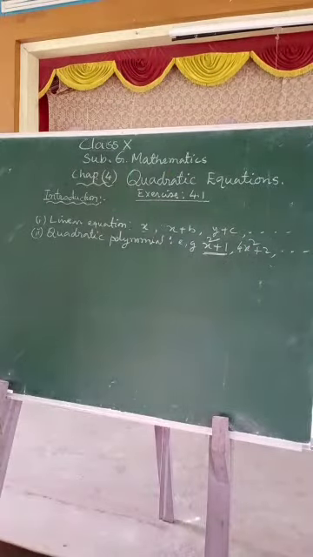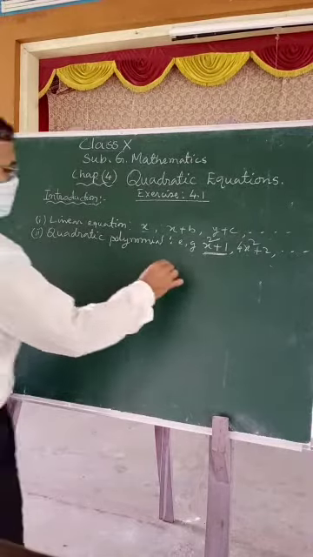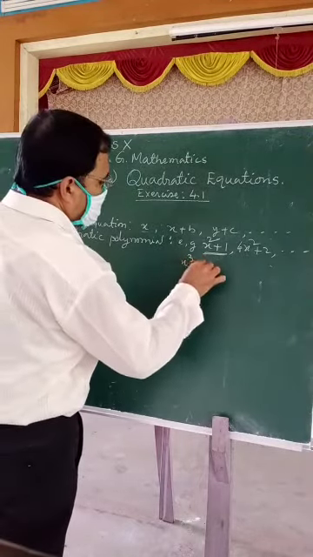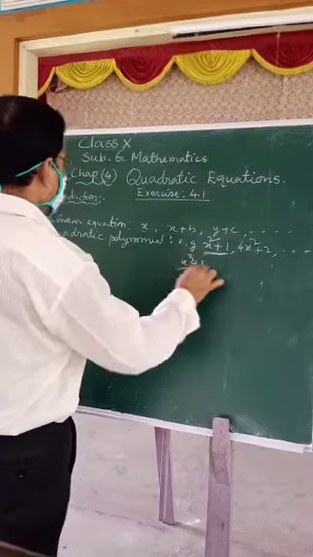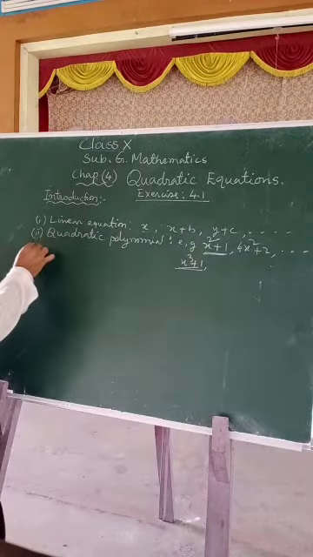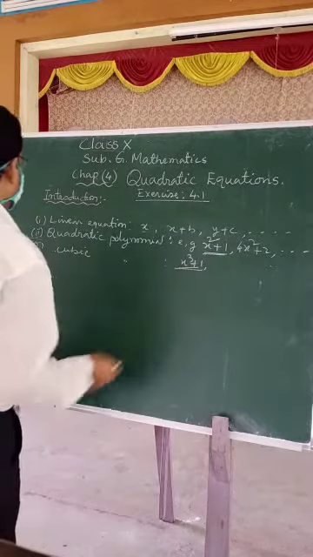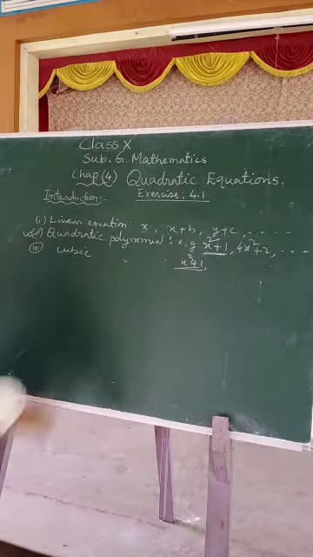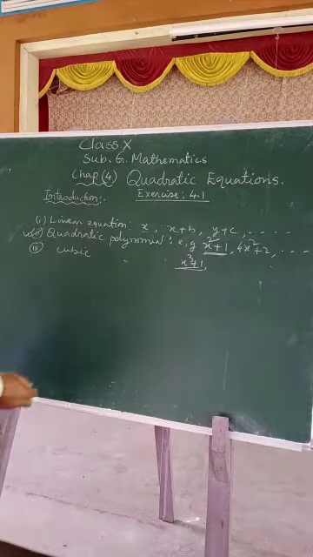Now we discuss cubic polynomial. A cubic polynomial is like x cube plus 1. When the degree of the polynomial is 3, it is called a cubic polynomial. So we will discuss the quadratic polynomial.